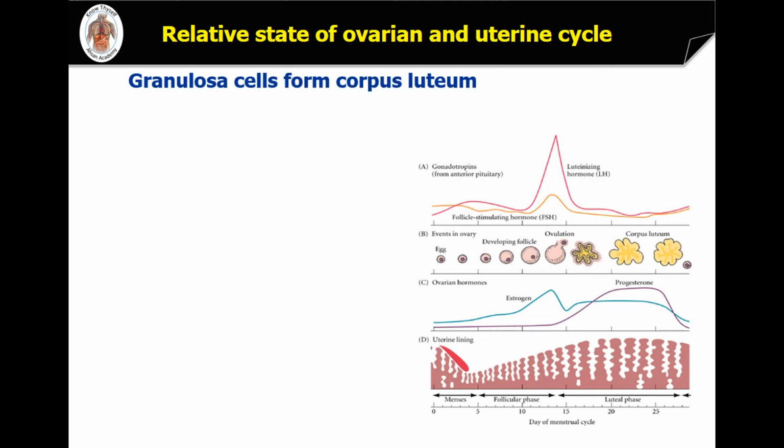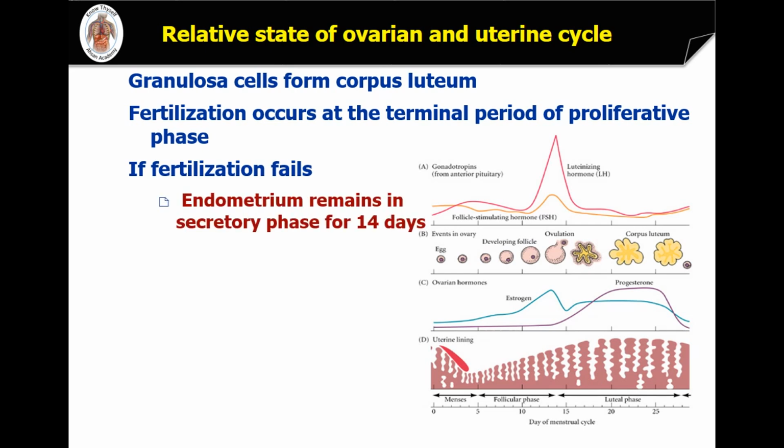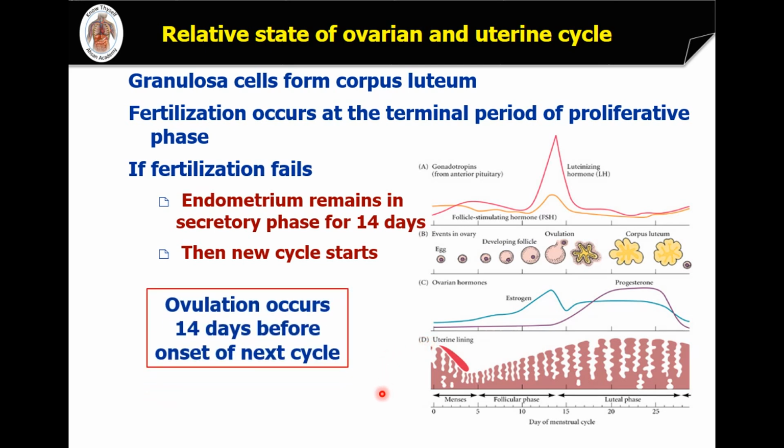The oocyte is surrounded by the granulosa cells. The oocyte is expelled out of the ovary, and the remaining granulosa cells form the corpus luteum. At the time of ovulation, the oocyte's first meiotic division is completed, and this oocyte now has a polar body with it within the zona pellucida, and the uterus remains in the proliferative phase. If fertilization fails, then the endometrium remains in the secretory phase for about 14 days. This 14 days is almost fixed, so if fertilization fails, then after 14 days menstruation starts. So the next cycle starts.